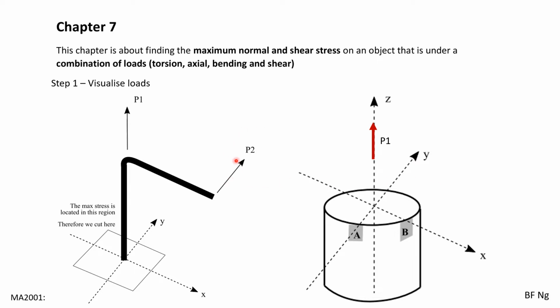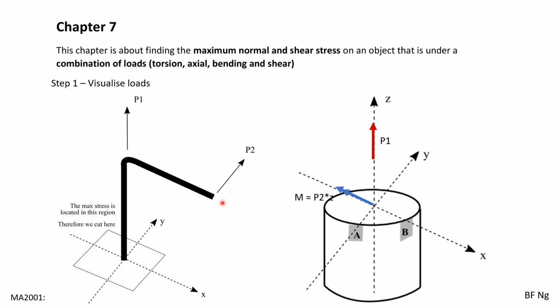For P2 itself, let's take a look at what it does to the x-axis. It is at a distance away from the x-axis, and this distance is the z distance. As such, it creates a moment about your x-axis. And this moment is P2 multiplied by the distance z.